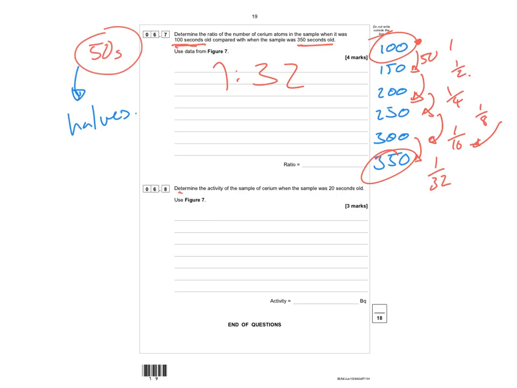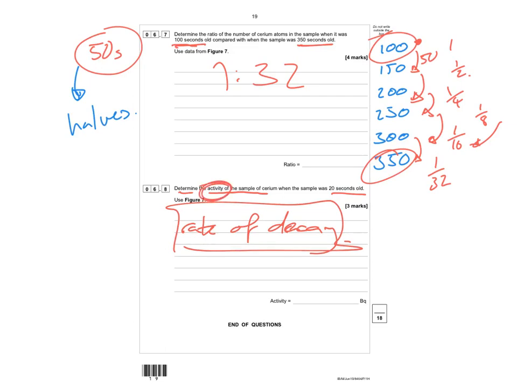Okay, next question then. This is a really tricky one. Determine the activity of the sample when it was 20 seconds old. Now, if you remember from a couple of questions ago, when I said we're going to need this later, it said the activity is the rate of decay of the sample. So it actually told you a definition for activity. Okay, tricky question, but there's loads of stuff to get your teeth into there.